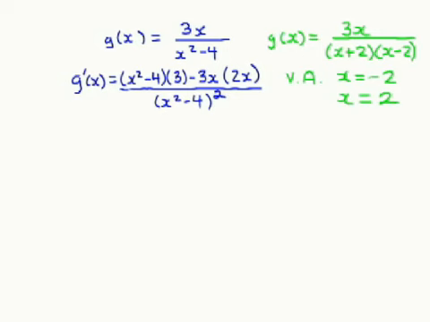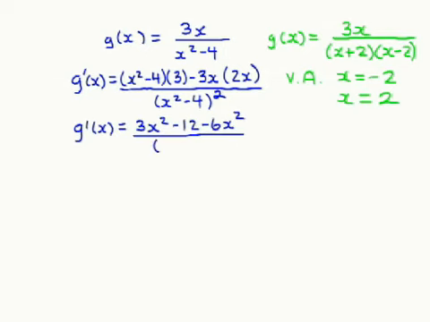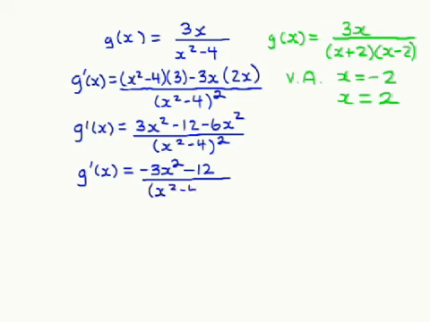In the next step, all I've done is expanded the terms in the numerator using my distributive property in the first case where I had the binomial multiplied by the monomial. So I find that g prime of x is equal to, in the numerator, 3x squared minus 12 minus 6x squared, and that's all being divided by x squared minus 4, where that x squared minus 4 is all squared. Combine my like terms in my next line. And so now I have my first derivative in the most simplified form.